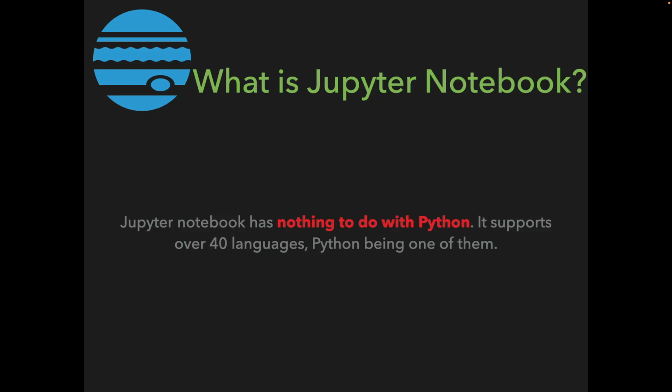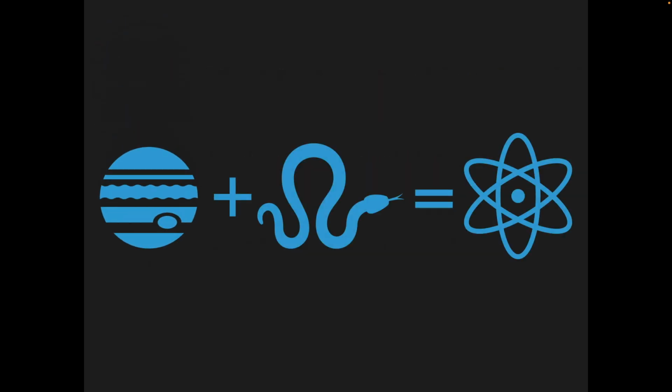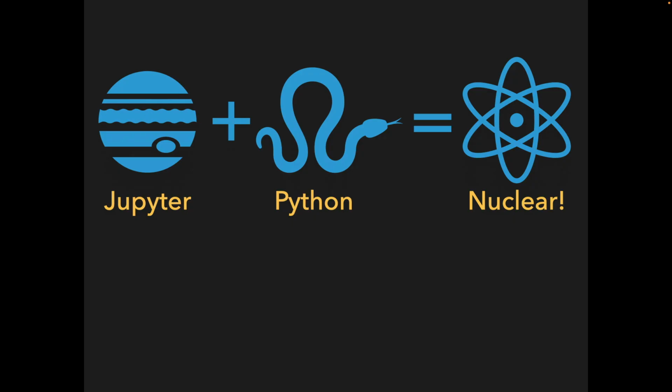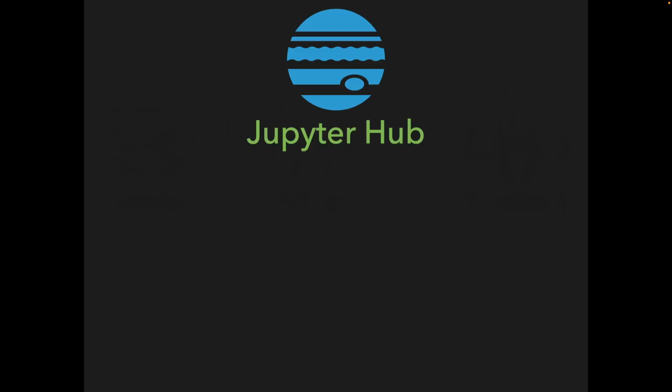Now, by default, Jupyter Notebooks come ready with Python. That's what you probably installed with Anaconda. So in general, you must install and use it locally. What we've done is combine Jupyter Notebooks and Python, and the result is amazing. And we can make this easier with something called Jupyter Hub.